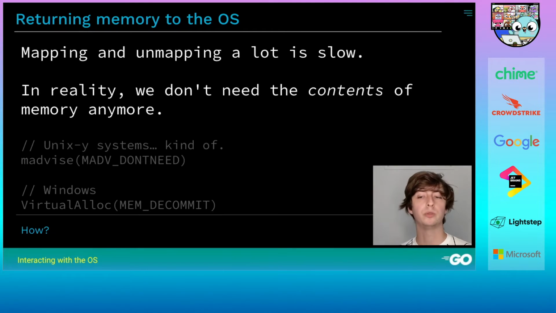To return memory, you also make a system call, but things are a little bit more complicated because there are a couple ways you can do this. One way is to say, oh, that memory region that you gave me earlier, I don't need it anymore, just get rid of it completely. And we could do that, but it turns out that that's kind of slow. And instead, what most OSs give you is a way to say that you don't need the contents of a memory region anymore, instead of saying that you don't need the memory region at all anymore.